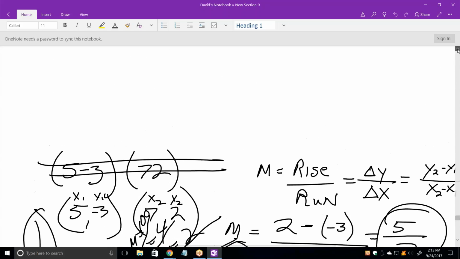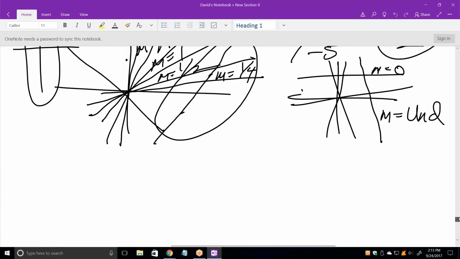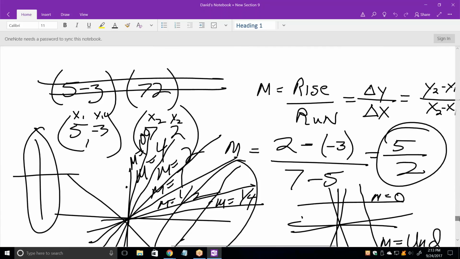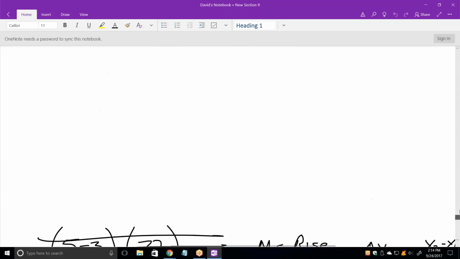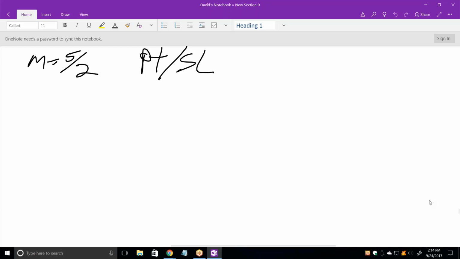All right, cool. What else did they ask you about these 2 points? Point slope. Okay, so when they ask you for the equation, the most important thing to know is slope. Slope is 5/2. The second most important thing to know is what's the general equation of point slope? What does the point slope general equation look like?